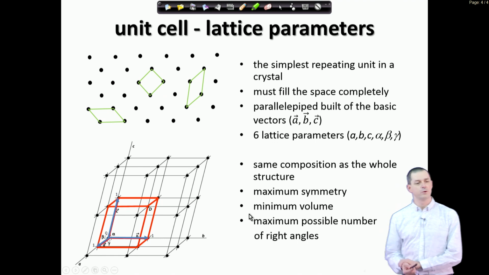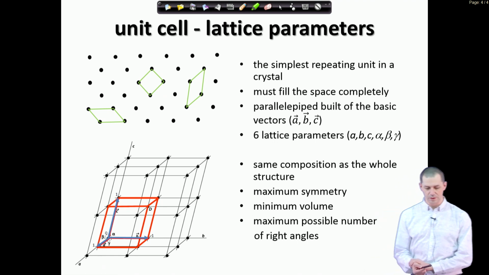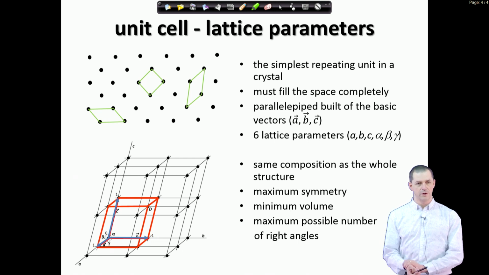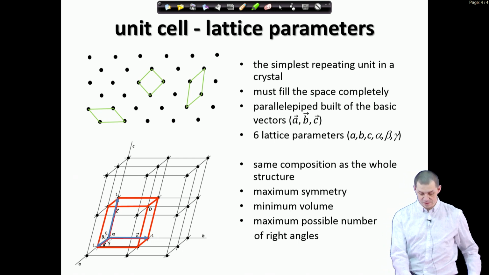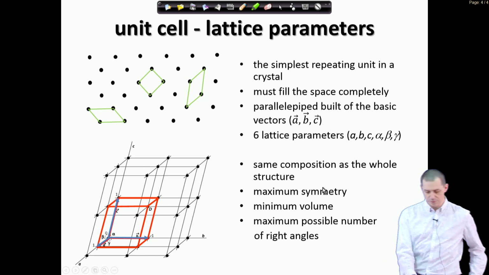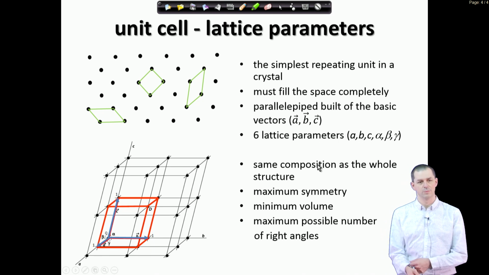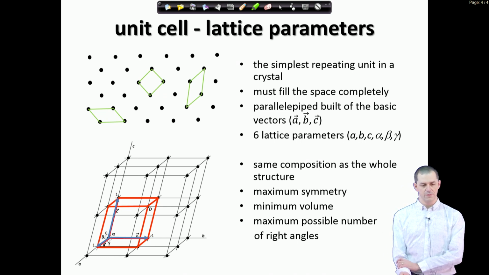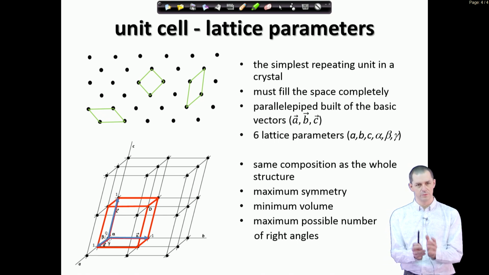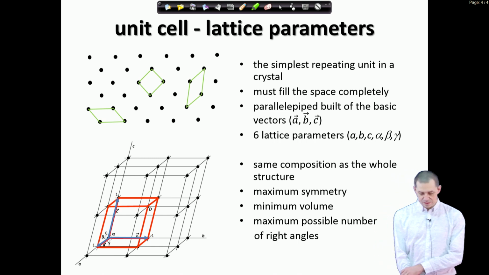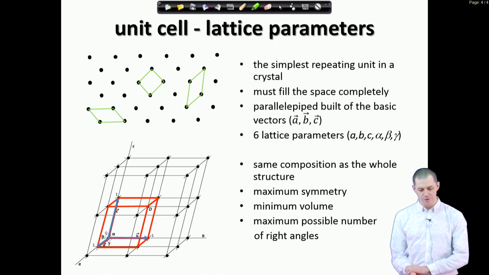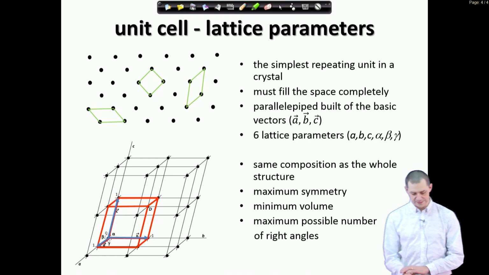In other words, out of the infinite number of unit cells that you can choose, there is always one which is the so-called conventional. There are conventions that allow you to choose the best unit cell, and these are the rules for the unit cell. First, the composition inside the unit cell must be the same as the composition of the whole structure. That's true for all unit cells. But then we choose unit cells with maximum symmetry. So if there is a mirror plane in the structure, there should be a mirror plane also in the unit cell shape. There should be minimum volume and the maximum possible number of right angles, which is related to the maximum symmetry. So using these rules, we obtain a conventional unit cell for every lattice.